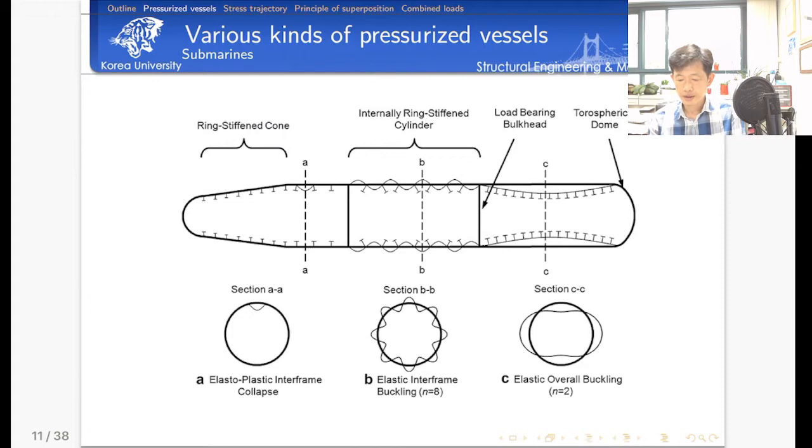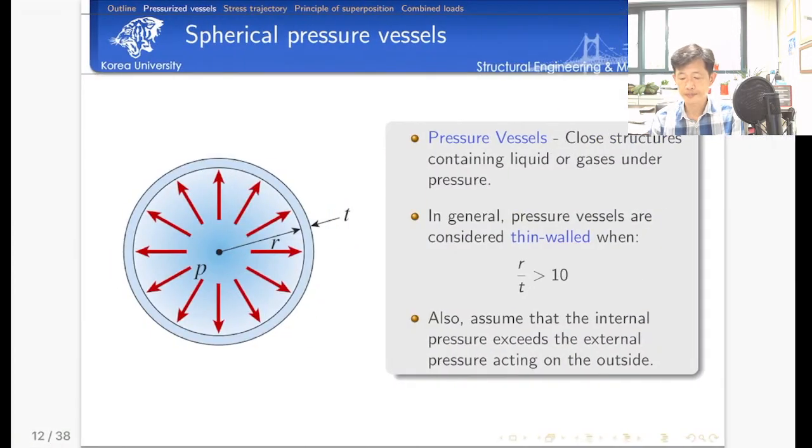And then this example is what happened in the submarine problem. As I told you, the pressure outside is greater than the pressure inside because this is a submarine. The crews are inside. That's why the pressure inside should be much smaller than the pressure outside. So we have various problems.